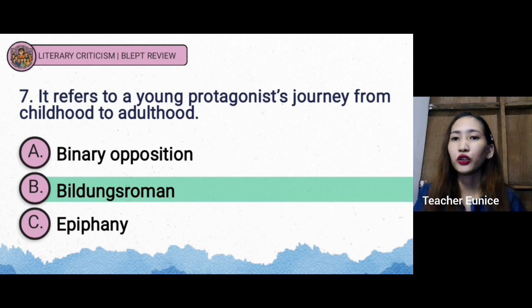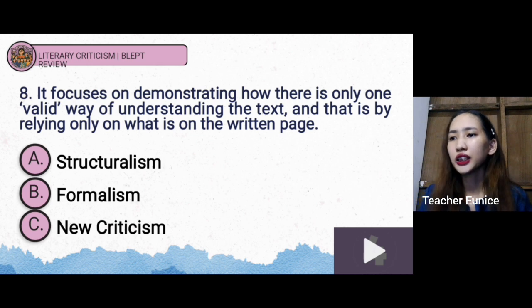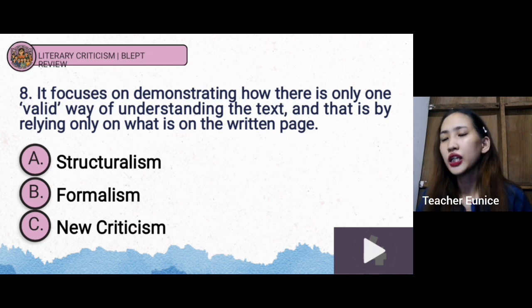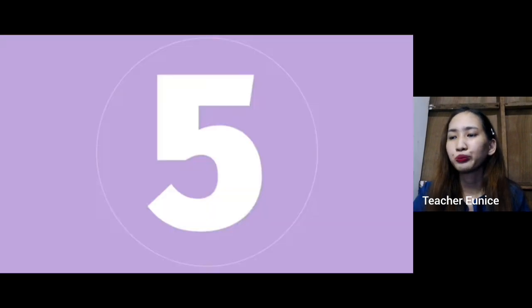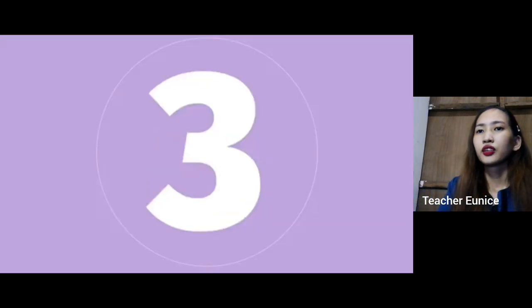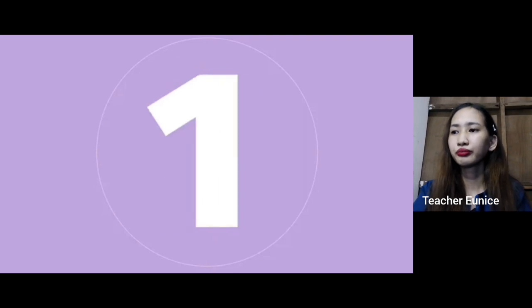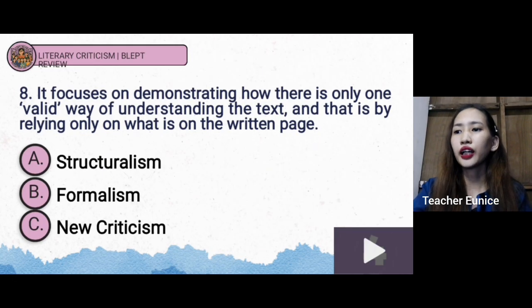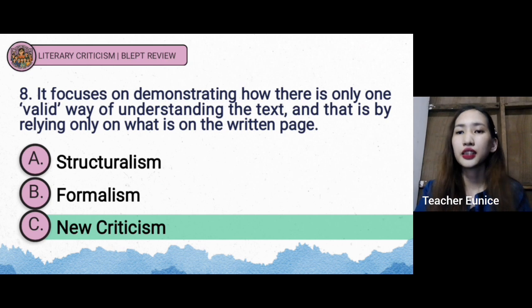Okay, let's move on to question number 8. It focuses on demonstrating how there is only one valid way of understanding the text, and that is by relying only on what is on the written page. Letter A, structuralism. Letter B, formalism. And letter C, new criticism. Your 5 seconds timer starts now. Okay, time is up, and the correct answer is letter C, new criticism.